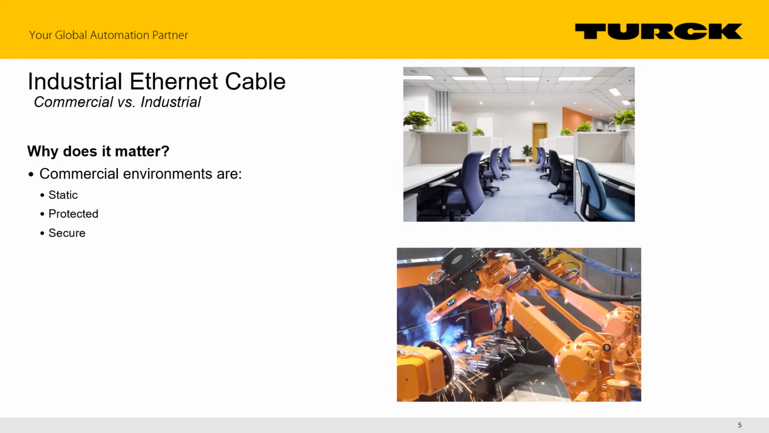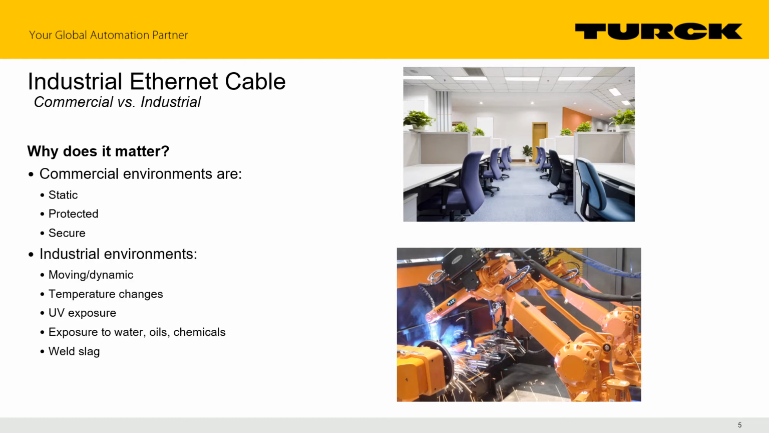So why should this matter to our customers? Because the cables we're referring to as commercial are designed to be installed in static, protected, secure environments. And the environments Turck targets for industrial Ethernet may have flexing or movement, temperature changes, exposure to UV, water, oils, chemicals, weld spatter, amongst other environmental factors. The safety and reliability of that equipment is paramount.